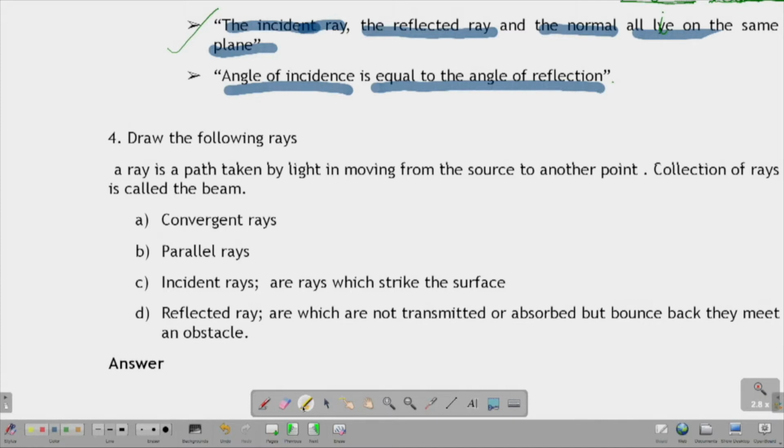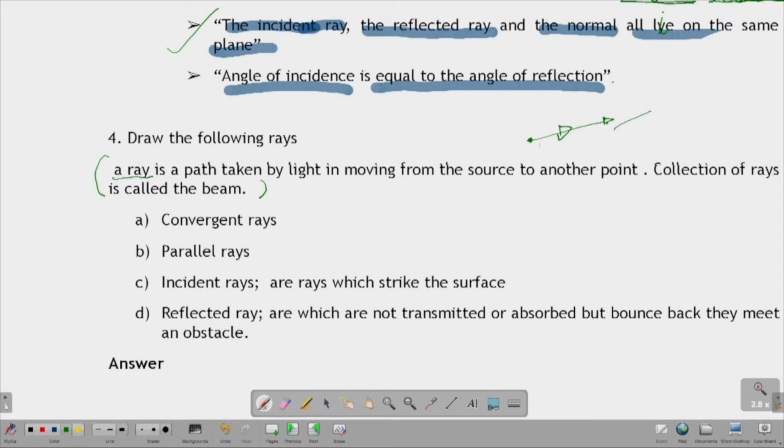Before that, let's look at the definition of ray. A ray is a path taken by light in moving from the source to another point. So if this is the source of light, and the light moves in this direction from this point to another point, this path that it takes is going to be our ray.